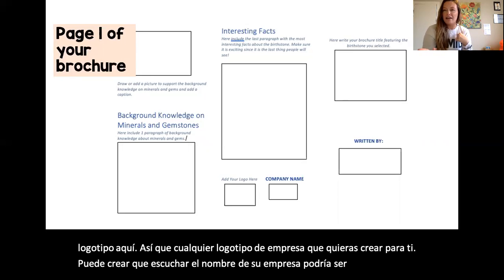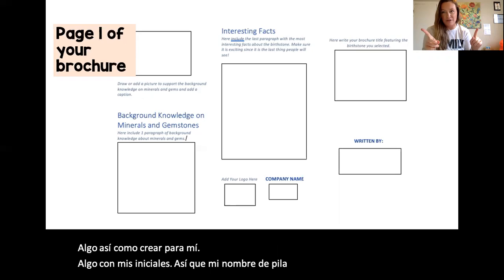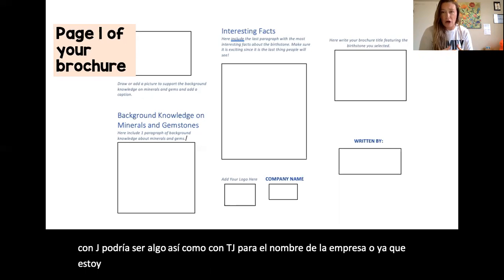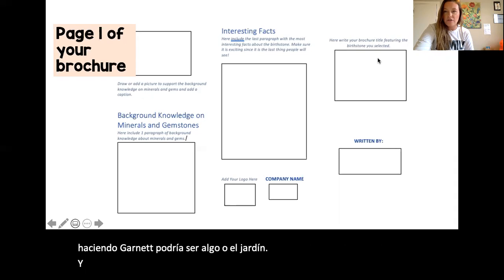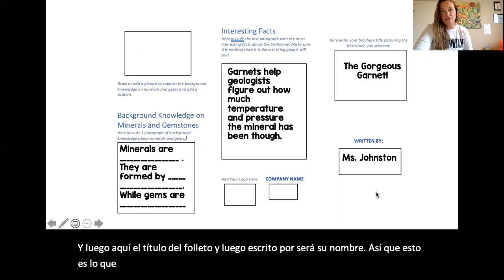I would kind of create for me something with my initials. So my first name starts with T, my last name starts with J. It might be something like TJ for the company name. Or since I'm doing garnet, it might be something with garnet. Okay. And then here, the title of the brochure, and then "written by" will be your name. So here's what's going to be on my first page. You can pause here, take a look.